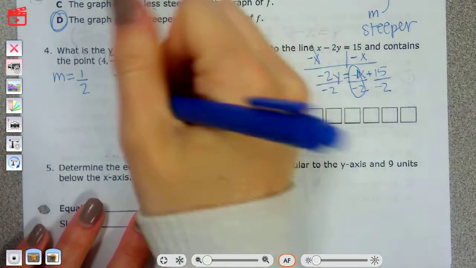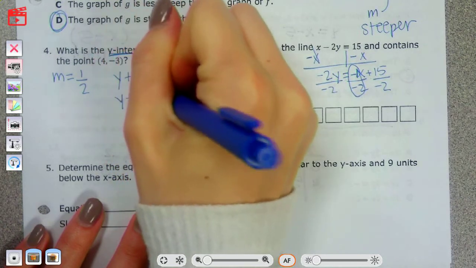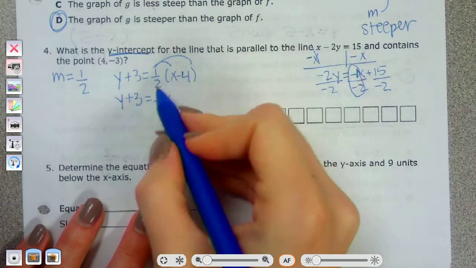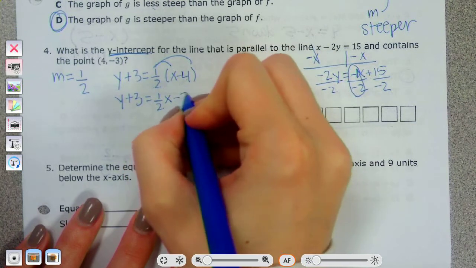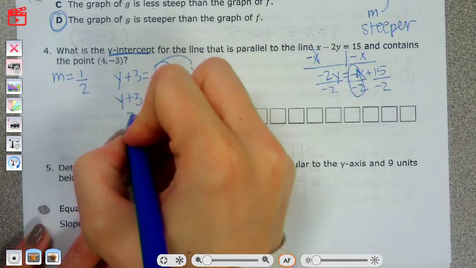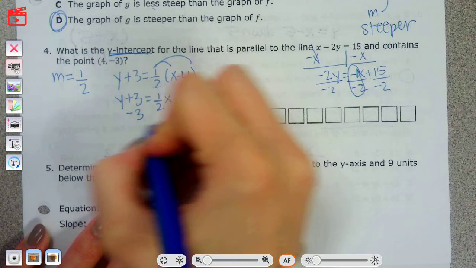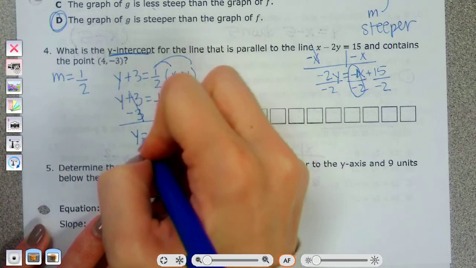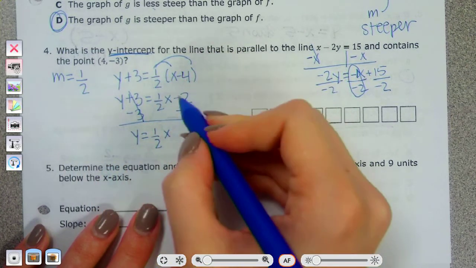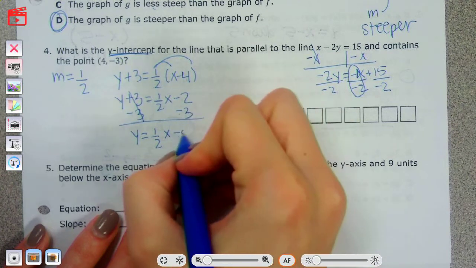So we'll distribute: y plus 3 equals 1/2 x, and 1/2 times minus 4 is going to be negative 2. And then I've got to get y by itself, so I'm subtracting 3. So I get y equals 1/2 x. Negative 2 minus 3 is going to give me a negative 5.